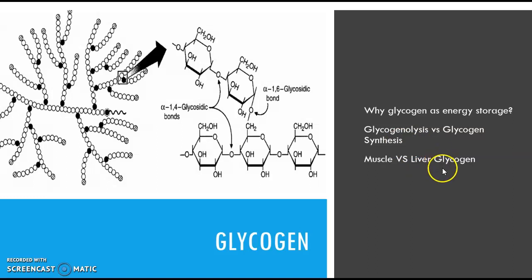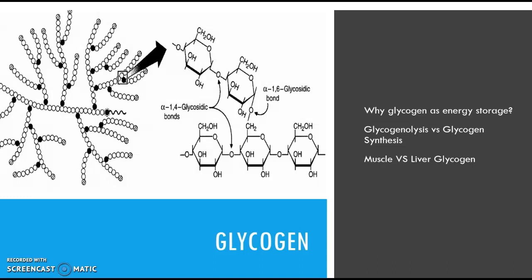There are two major glycogen stores in our body. The first one is muscle glycogen, which is located at the muscle, and the second one is liver glycogen. Both of them contain similar glycogen but have different roles. Muscle glycogen's main role is to provide energy for the muscle only, but liver glycogen's major role is to provide glucose to all the cells in the body. So they have very different roles, although they have a similar structure.